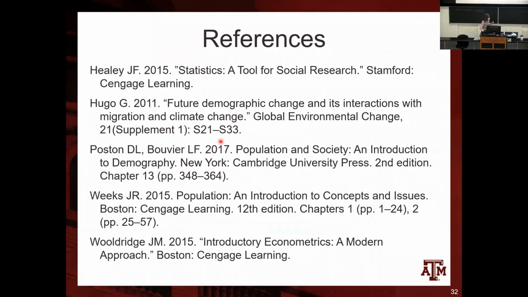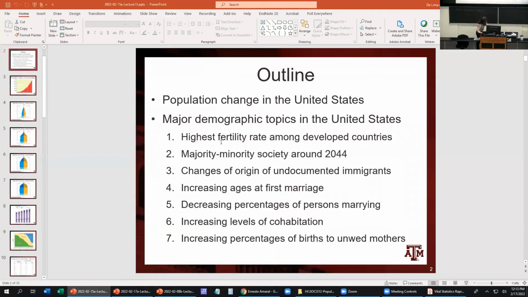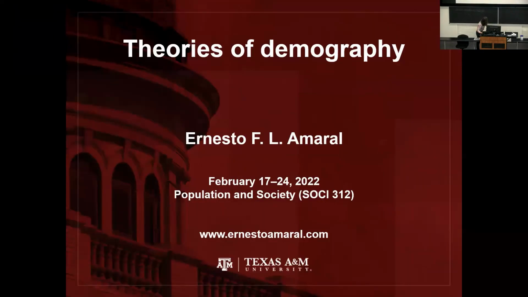So these are just the references here. So we discussed in this chapter the overall changes in population in the US in recent years, recent decades, and these major demographic topics in the US, the 7 topics that we saw just now, okay? And now we go to the next chapter about theories of demography.